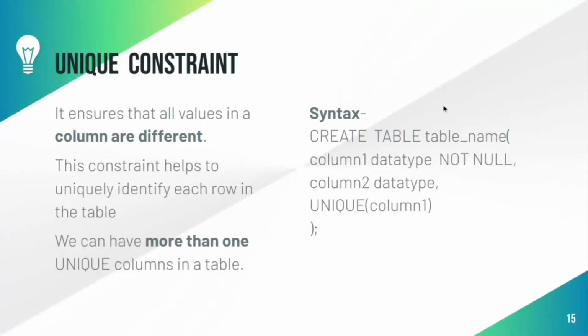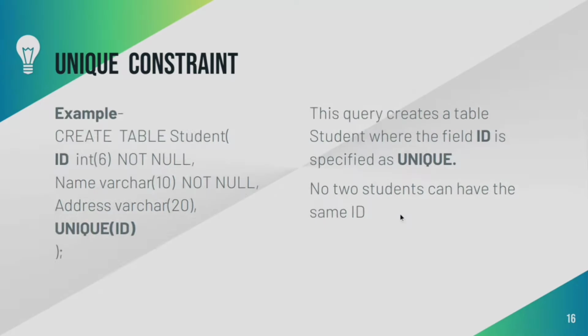The syntax is: CREATE TABLE table name, column 1 with data type and size NOT NULL, column 2 with data type, and UNIQUE column 1. So let's look at an example. CREATE TABLE student, ID integer NOT NULL, name varchar NOT NULL, address varchar, and UNIQUE is ID. Here it will create the table student, and in this, ID is a field which is unique. That's why no two students can have the same ID.